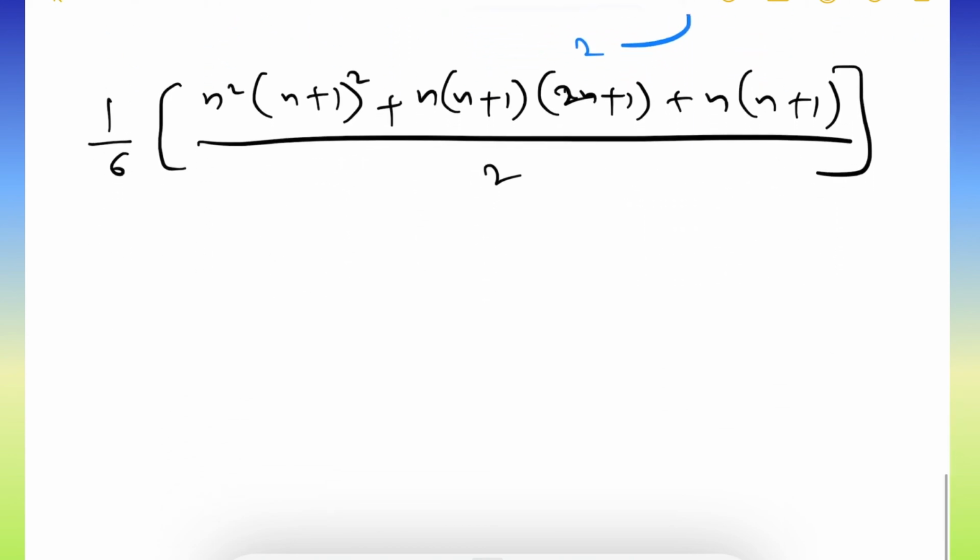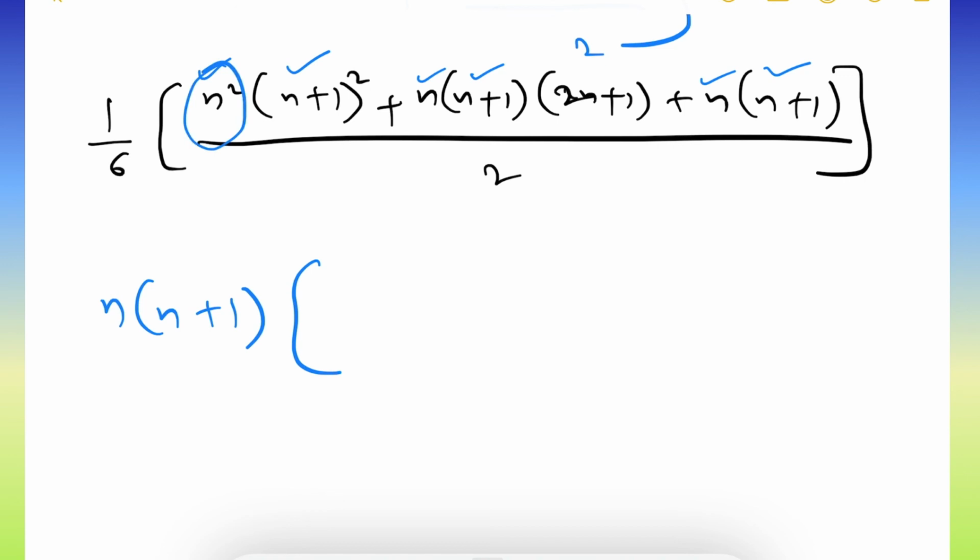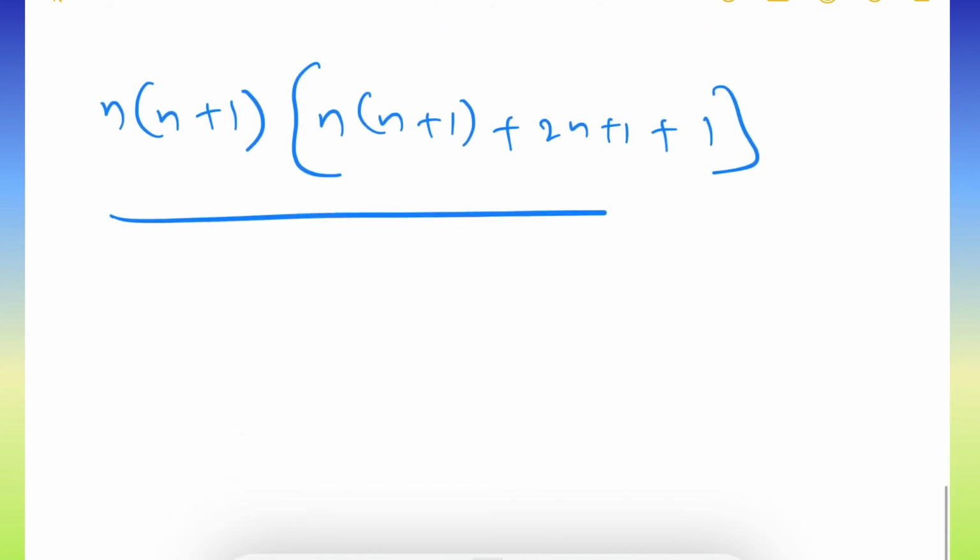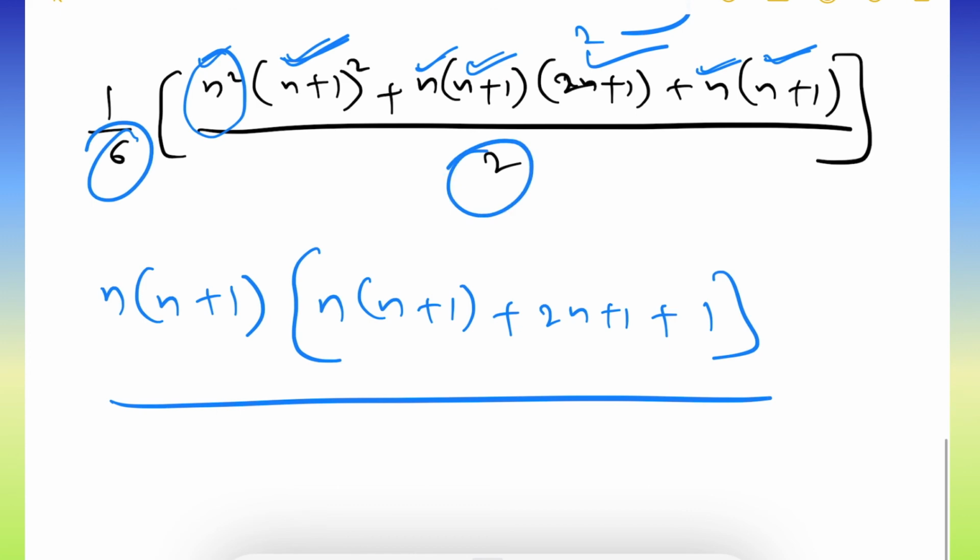Now let us simplify this. Here n into n plus 1 is there, here also n into n plus 1 is there, here also n into n plus 1 is there. So from the total numerator I will take out n into n plus 1 common. Then here n square is there, n completed, so one more n will remain. Here n plus 1 whole square is there, one n plus 1 completed, so remaining will be one more n plus 1. Plus here n into n plus 1 completed, then remaining is 2n plus 1, plus here n into n plus 1 completed, then remains 1, whole divided by 6 into 2, which is 12.